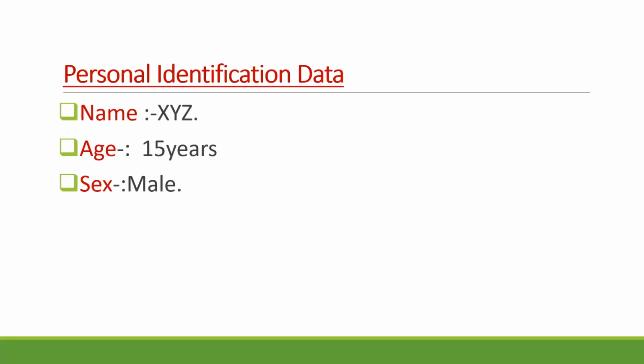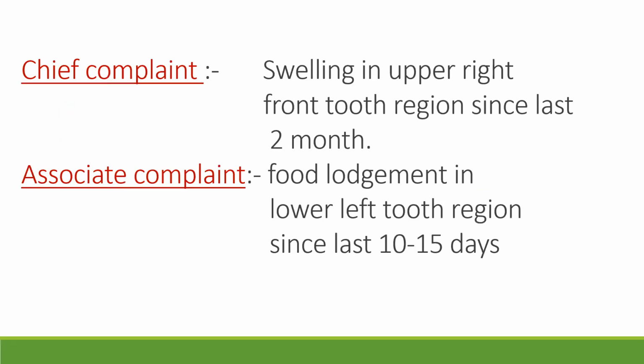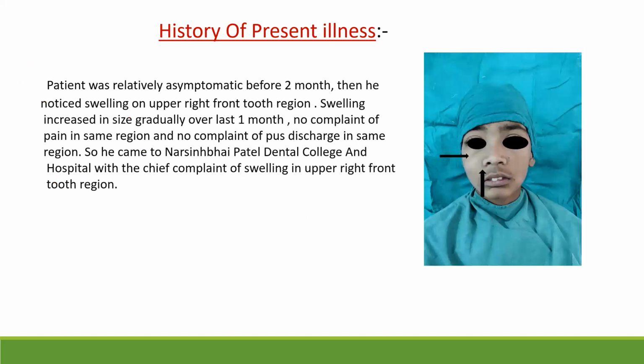A 15-year-old male patient came with a chief complaint of swelling in the upper right front tooth region since the last 2 months. An associated complaint was food lodgement in the lower left tooth region since the last 10 to 15 days. The patient was relatively asymptomatic before 2 months. Then he noticed swelling in the upper right front tooth region. The swelling gradually increased over the last 1 month. There was no complaint of pain in the same region and no pus discharge. So he came to Narsinhbhai Patel Dental College with a chief complaint of swelling in the upper right front tooth region.